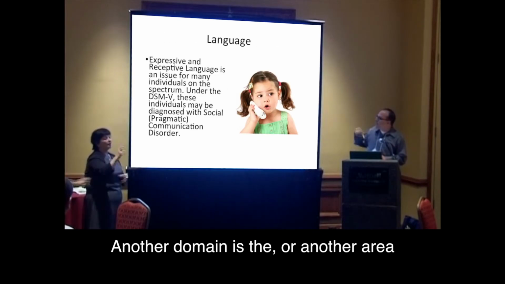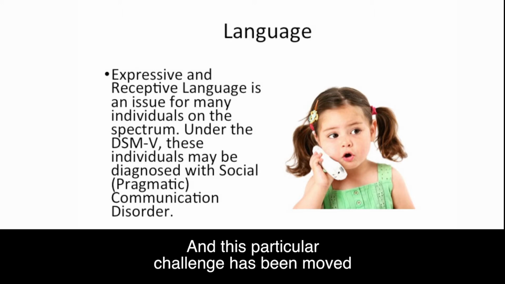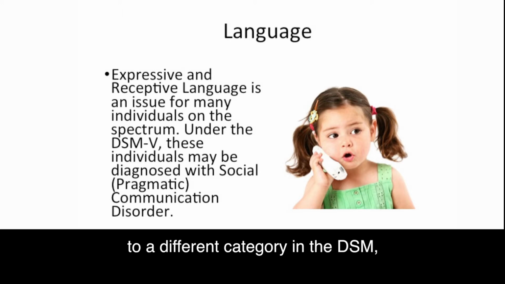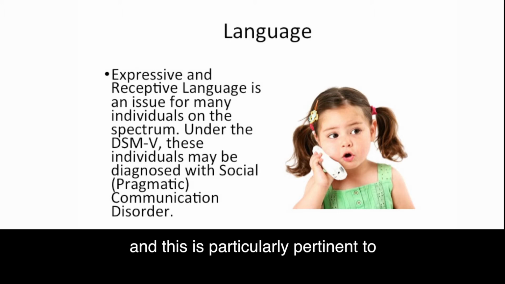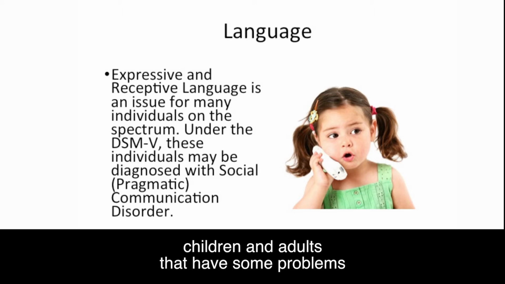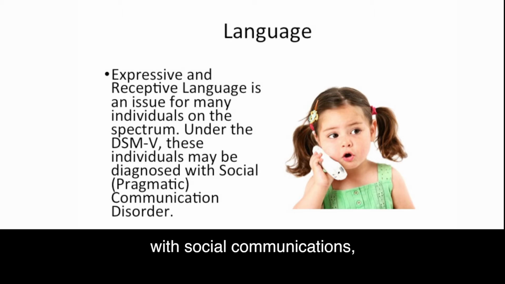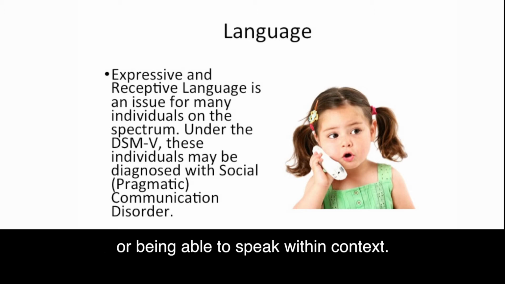Another area where we see challenge, as I mentioned, is in language, and this particular challenge has been moved to a different category in the DSM called social pragmatic communication disorder. This is particularly pertinent to children and adults that have some problems with social communication, or understanding somebody's perspective, or being able to speak within context.